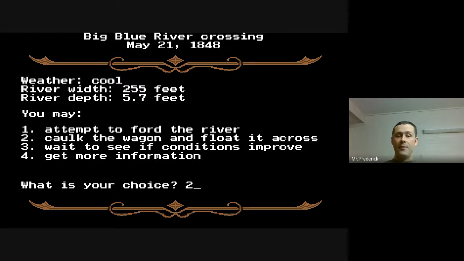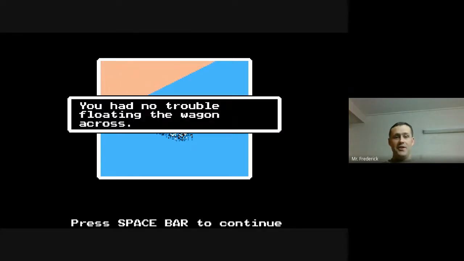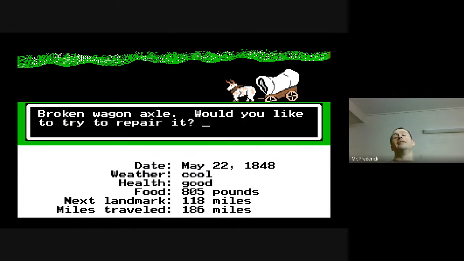I think I'm going to caulk my wagon and float across. This is really scary. You had no trouble floating the wagon across. We made it. Good deal. From the Big Blue River crossing, it is 118 miles to Fort Kearny. I have 800 pounds of food left. Feeling good.